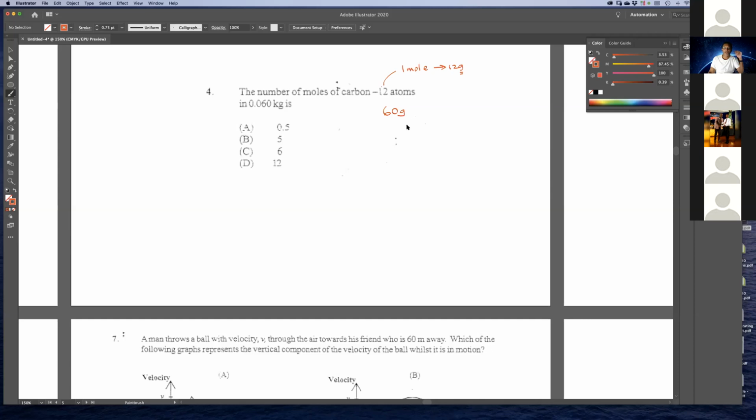And we know that to get the number of moles, n is equal to the mass divided by the molar mass. The number of moles is the mass, which is 60, divided by the molar mass, which is 12, and it gives us the number of moles to be 5, and the answer is B.